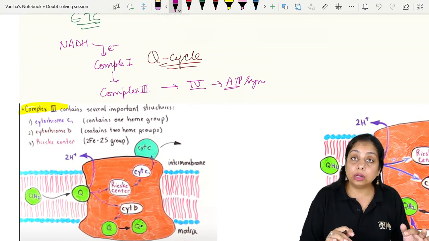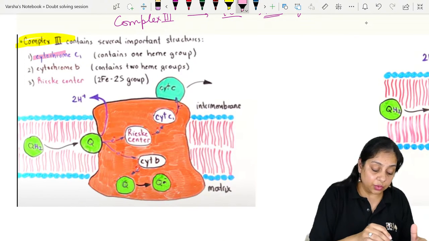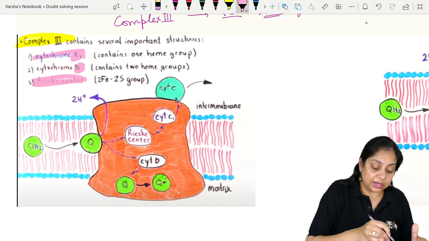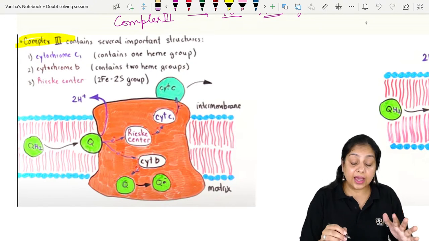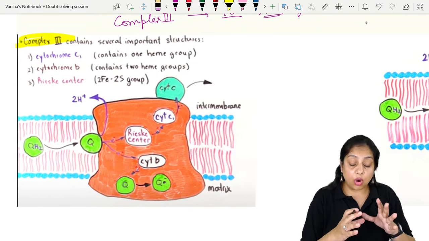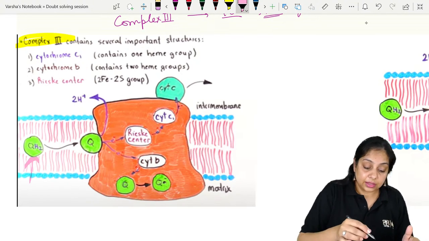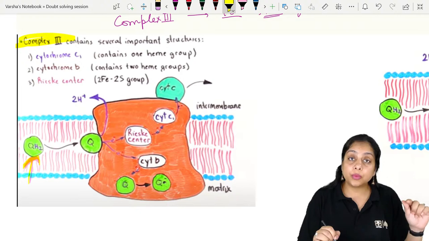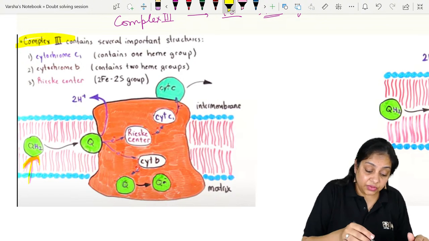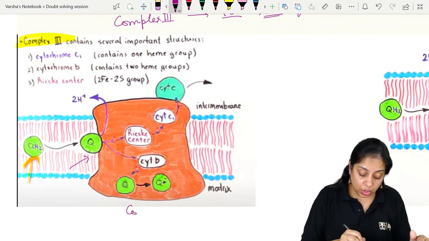Q cycle is related to complex 3. Complex 3 contains 3 important cytochromes: cytochrome C1, cytochrome B, and one is the Rieske center. So cytochrome C1, cytochrome B, and the Rieske center are contained inside this orange thing, which is your complex 3. You have this ubiquinol right here, which is carrying the electrons from complex 1. As soon as it comes to complex 3, this is your complex 3.